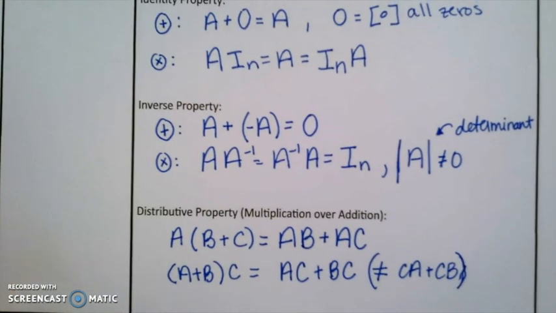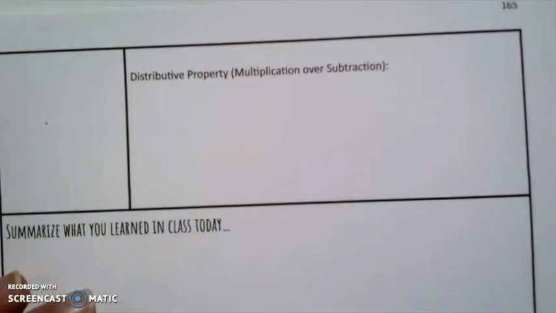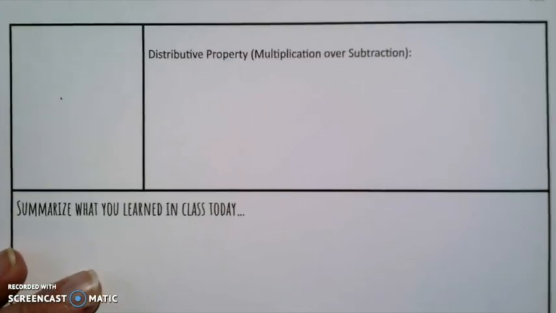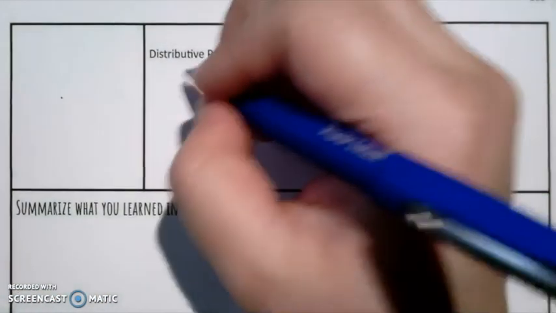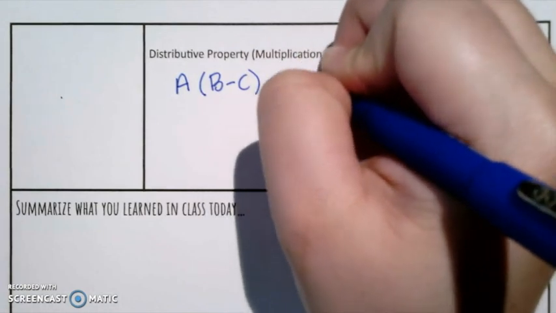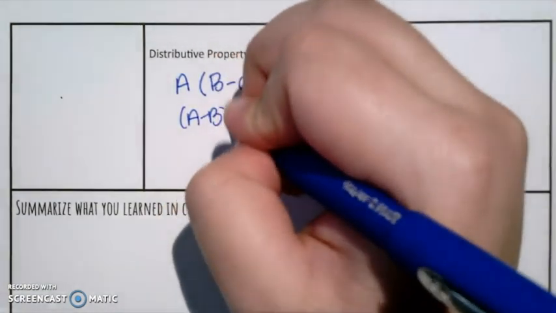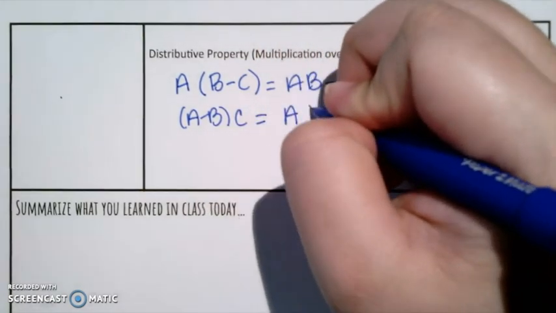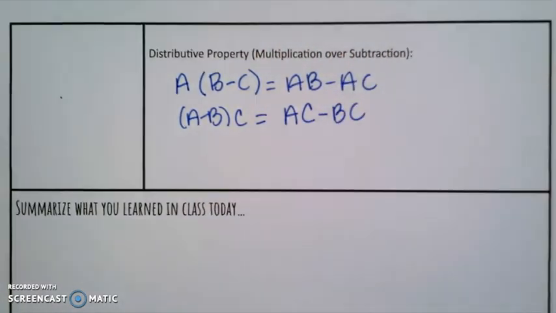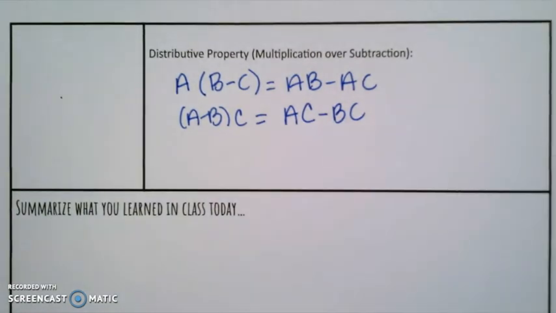Those are not equal. Okay, and the last property is the distributive property over subtraction. And that states if I have A times B minus C, it's AB minus AC. And if I add A minus B times C, that's AC minus BC, where all of these are matrices. And again, the order does matter because multiplication is not commutative.